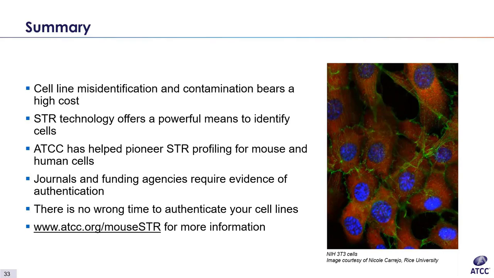We also talked about how the STR services are simple to use. Simply place your order, spot your cells on the provided Whatman FTA card, and send it back to us. You'll receive your report in 3 to 5 days. Then we stressed how important cell authentication is now, with journals and funding agencies requiring proof of authentication to publish, be awarded grants, and for new drug submissions. Finally, we gave you guidelines on when to authenticate your cell lines.